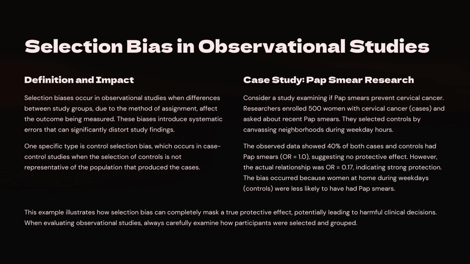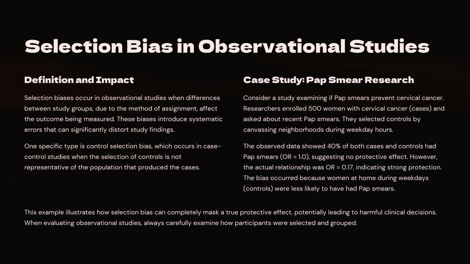Selection bias can occur, and often does, in observational studies, and so they occur because there's differences in how the study actually assigns them to the groups, or at least approaches them to be in the groups, affecting the outcome being measured. Okay, and we can see this in case control studies when the selection of a control is not representative of the population that produced the cases.